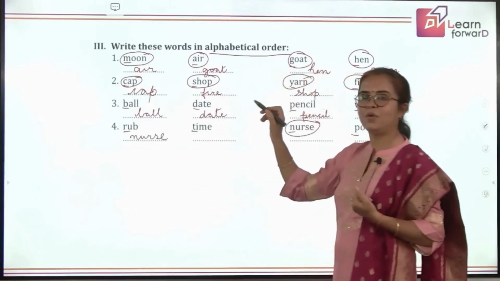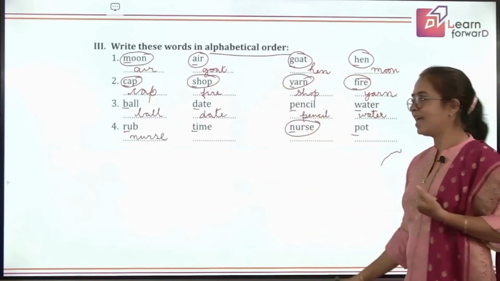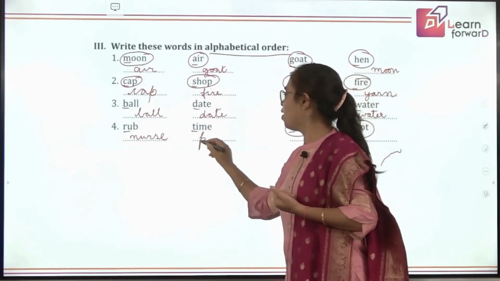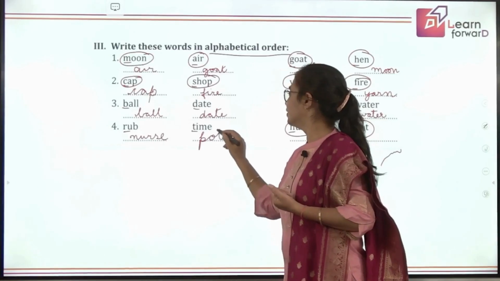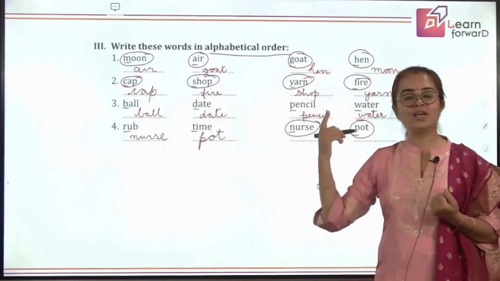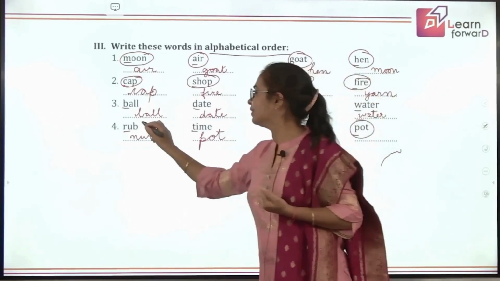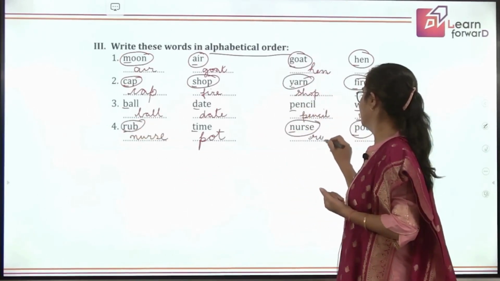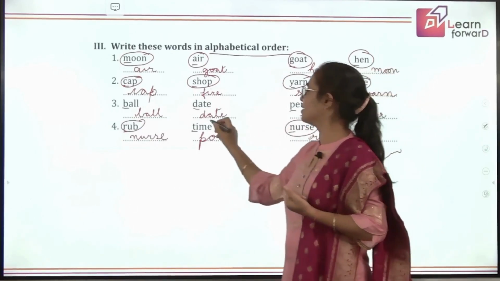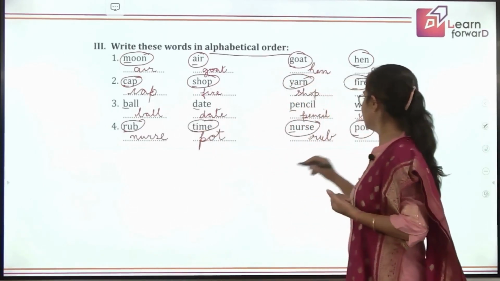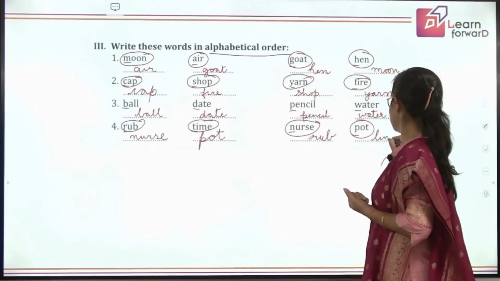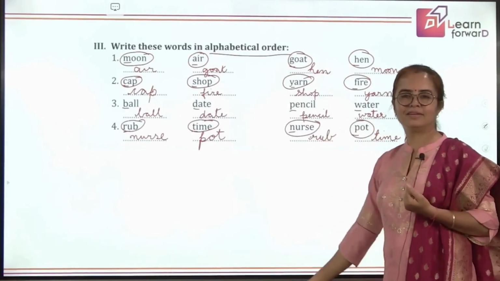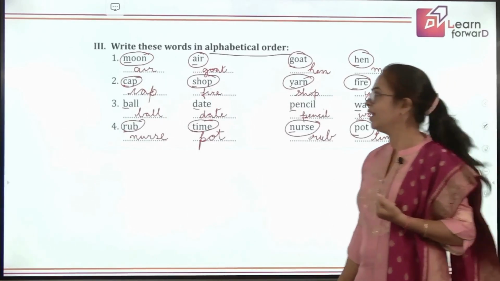M, N, O. Yes. P. So it's pot. O, P, Q, R. That's brilliant. So this is rub. And the last one is R, S, T. Time. And it's done. Hope you have understood this well.